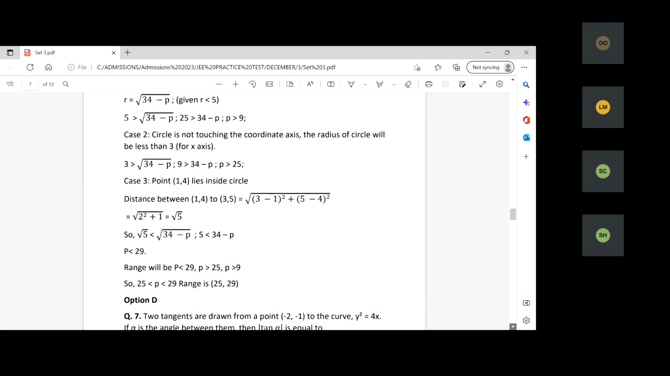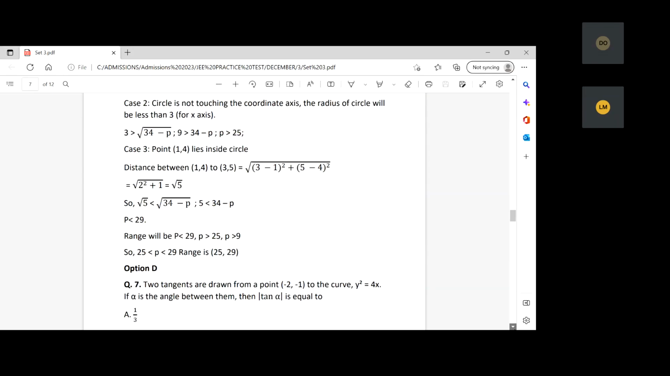So I hope this question is clear. If you have any doubts or any queries, you can just type that in the chat box. If you want me to repeat the question, I'm ready to do it. Otherwise, we'll move on to the next question. If you give me a yes, I'll move on. Okay, some students have typed yes. So moving on to the next question.